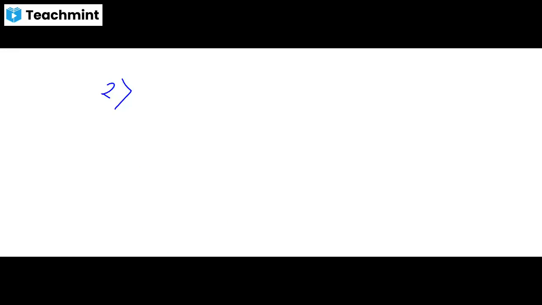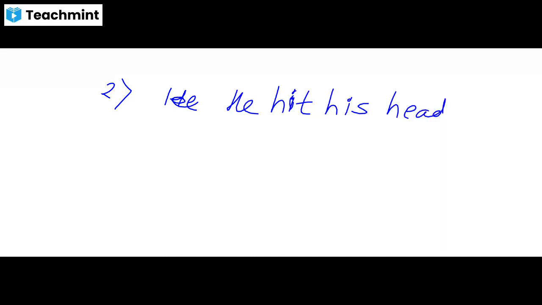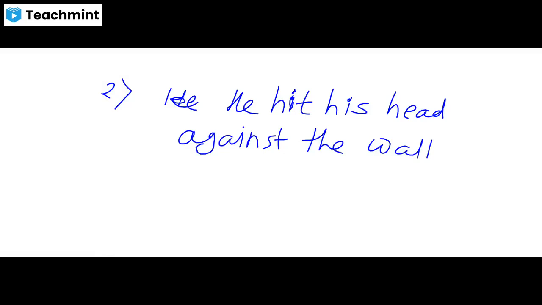Example number 2. He hit his head against the wall. Here, which sound is repeated? H. H sound is repeated for greater musical effect or poetic effect. That's why this figure of speech is called alliteration.